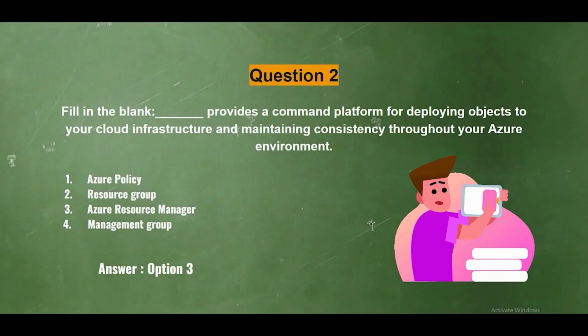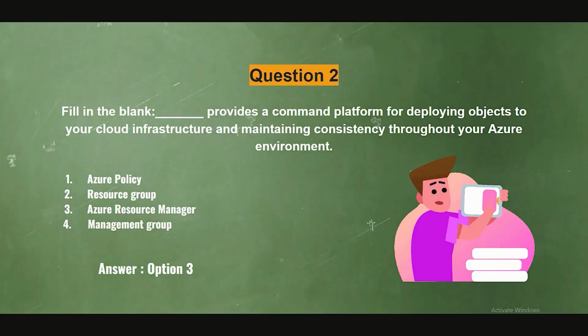Question 2. Fill in the blank. Dash provides a command platform for deploying objects to your cloud infrastructure and maintaining consistency throughout your Azure environment. The options are: Number 1, Azure Policy; Number 2, Resource Group; Number 3, Azure Resource Manager; Number 4, Management Group. And the answer is Option 3.